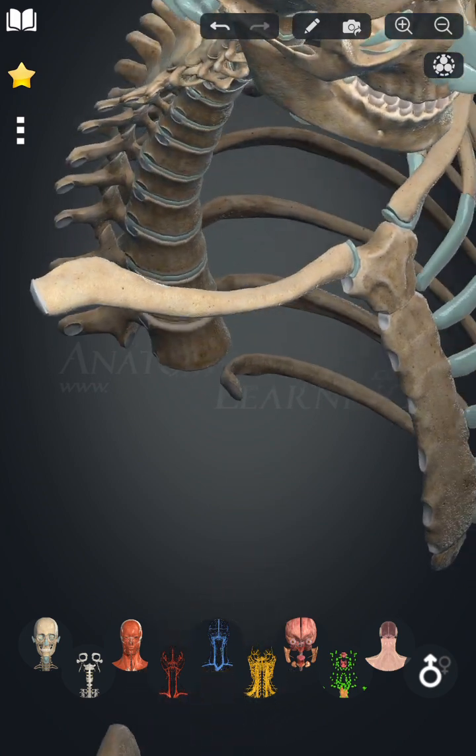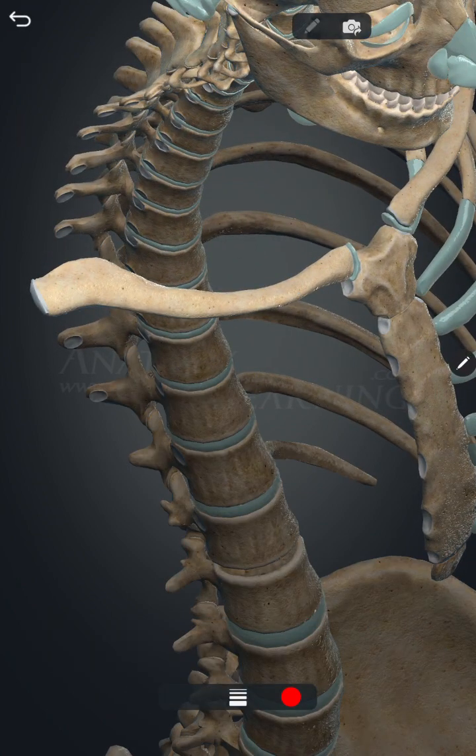We can see the attachments. We have pectoralis major on the anterior border of the medial half, while the sternocleidomastoid is present in the middle. We can see anteriorly, only in the lateral one-third, the attachment of the deltoid muscle, while on the posterior border of the lateral one-third we can see the trapezius muscle.